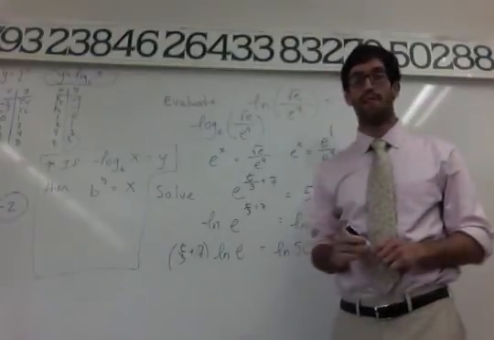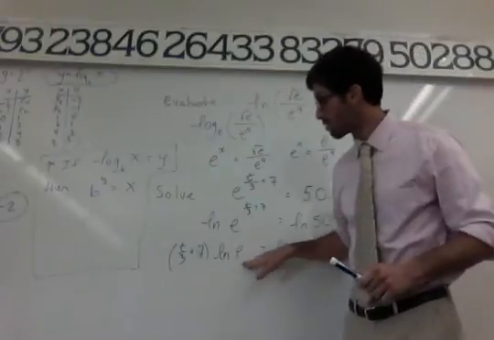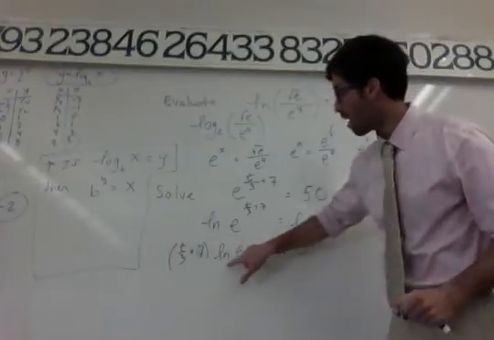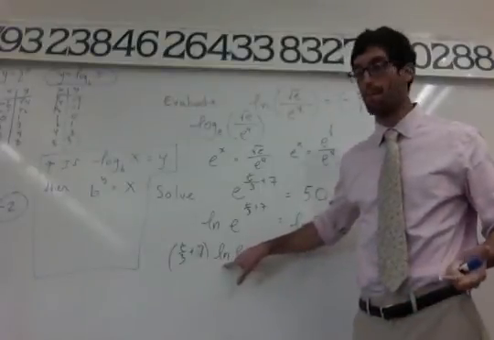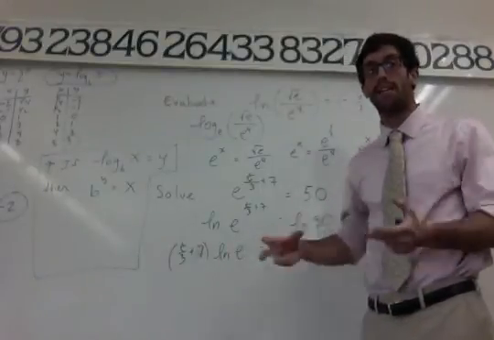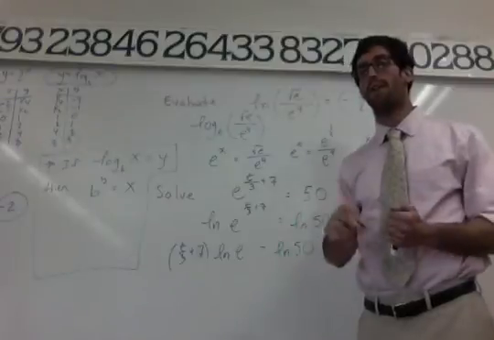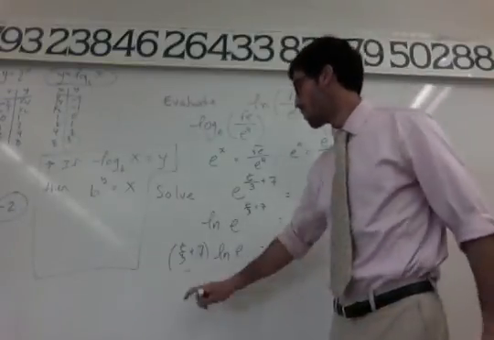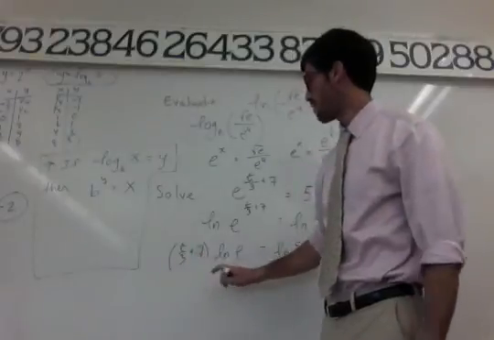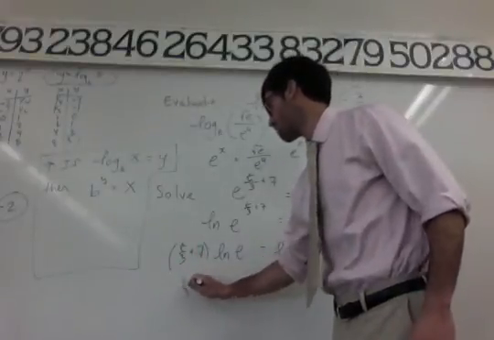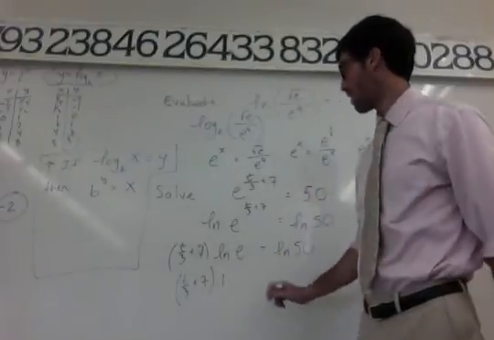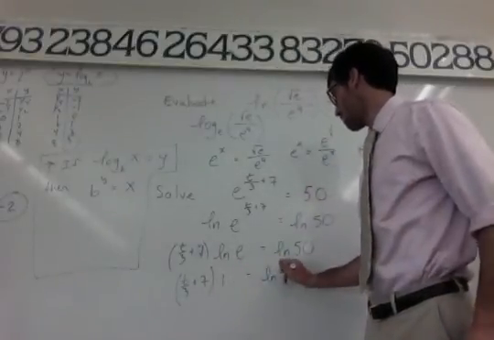Now think about it for a second. The natural log of e, that means what power of e, because the base is e. e to what power is e? 1. The natural log of e is just 1. So here we just have t over 3 plus 7 times 1. I'll write it here for a second, but it's not going to make a difference, equals the natural log of 50.